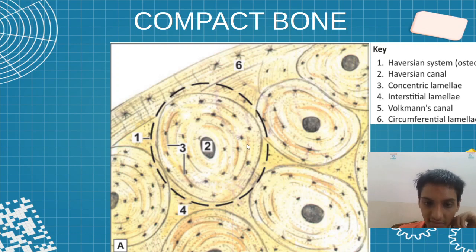So what we are observing is the osteon, or the Haversian system. Then you are seeing the Haversian canal over here. If we connect these two Haversian canals, it becomes the Volkmann's canal. And here you are finding the lamellae: the concentric, the interstitial and circumferential lamellae. This is the compact bone.